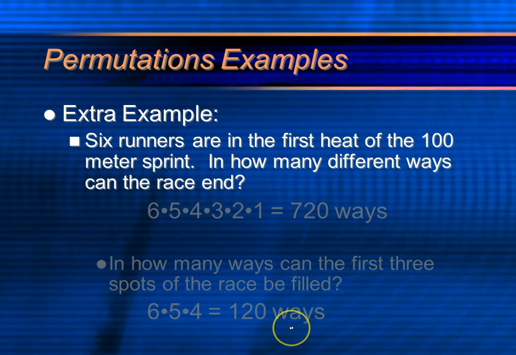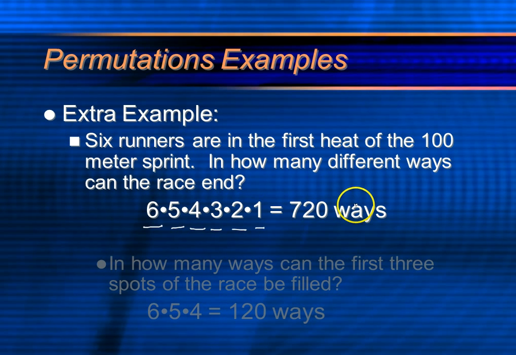Okay, and the next one, almost done. 6 runners are in the first heat of the 100-meter sprint. How many different ways can they end? Okay, well, how many people can end first? 6. How many people will end next? 5. And then 4, and then 3, and then 2, and then 1. So there's 720 different ways.